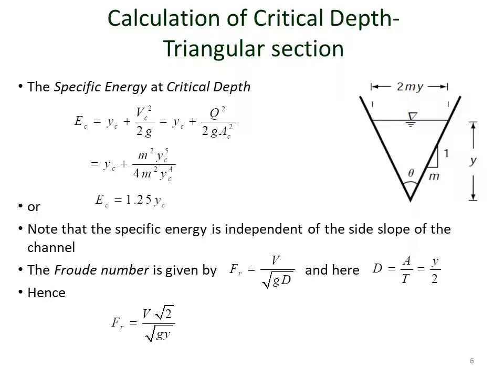The Froude number here is given by Fr is equal to V by root under G into capital D, and here D is equal to A by T is equal to small y by 2. So the Froude number is given as V into root 2 by root under GY. So here also note that the Froude number for the rectangular channel was V by root under GY.